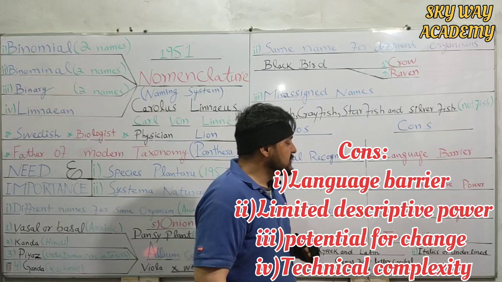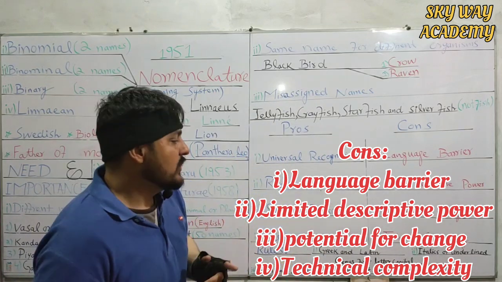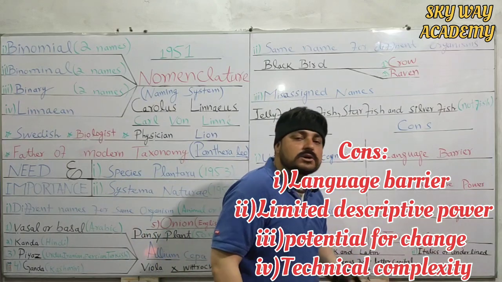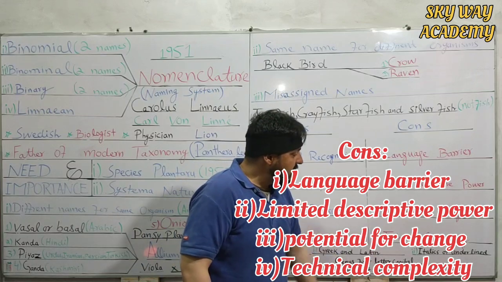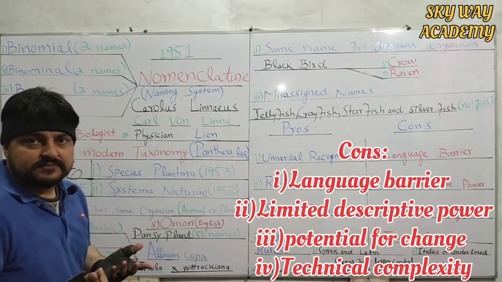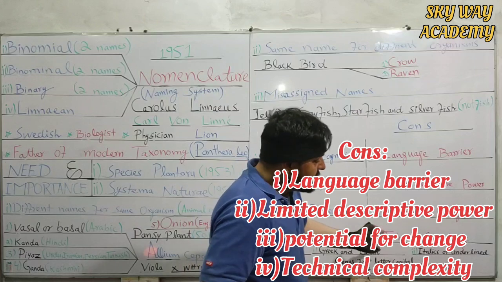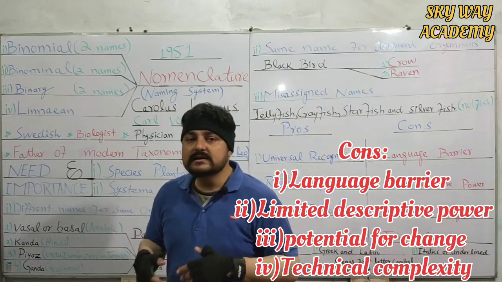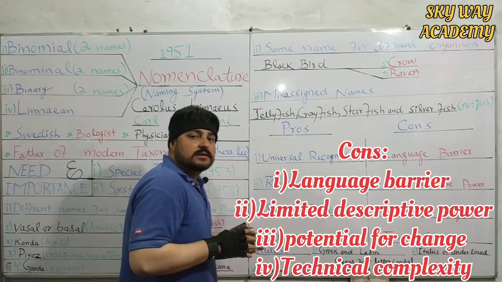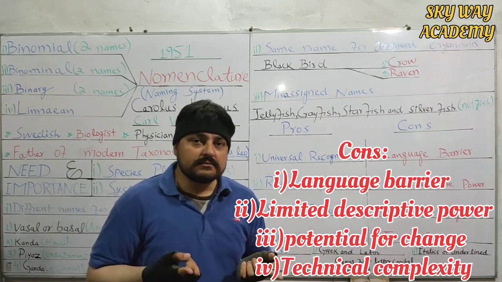The third reason is potential for change. This system is not rigid. These names are not solid, and they have the potential for change. That is a drawback of this system. The fourth reason is technical complexity. These names from Latin and Greek are so complex and hard to pronounce that a person other than an expert, biologist, zoologist or botanist may not remember them or clearly identify an organism by its scientific name.